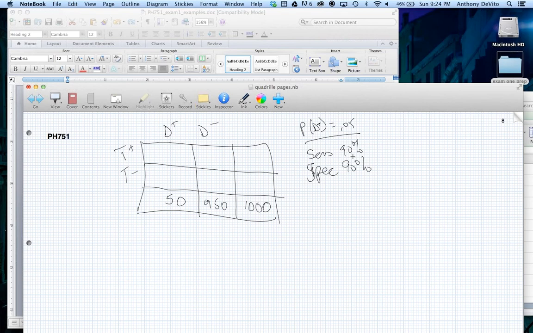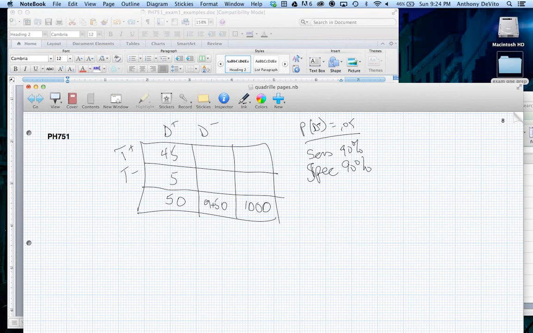So if the sensitivity is 90%, 90% of the time we're going to correctly get a positive test for these 50 people. Well, 90% of 50 is 45 people. So we're going to get a negative test for 5 of those people, 10% of the time, in other words. Okay, so what about people that don't have the disease? It's 950. Well, our specificity is 90%.